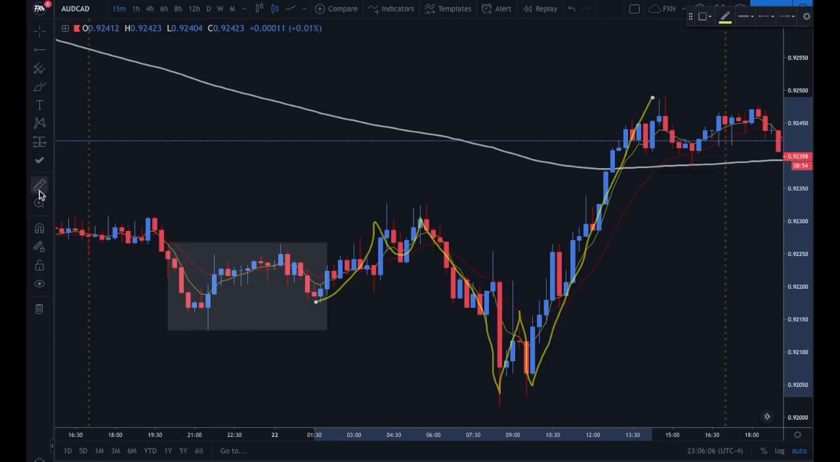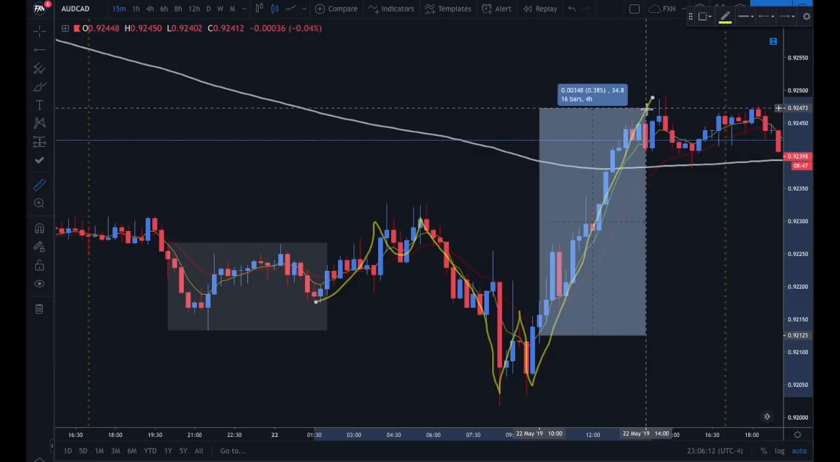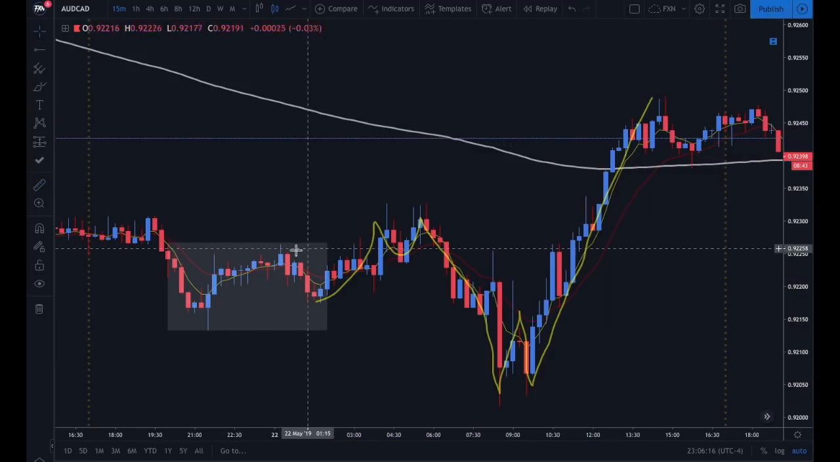All right, so basically had one trade for about 25 pips and then a second trade back up for about 34, 35 pips depending on your entry and exit. So to answer your question, for whoever asked it during my last video, what happens when the M's turn into W's? You trade them just like this.